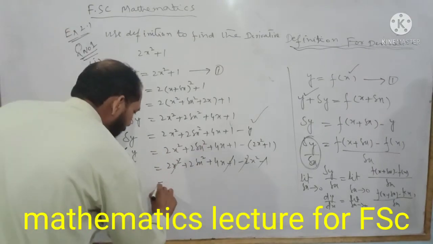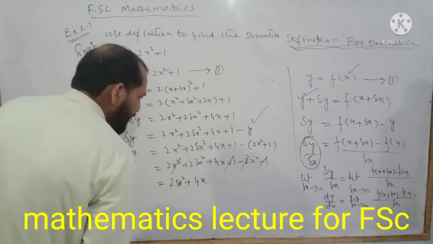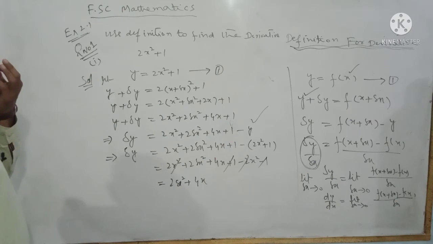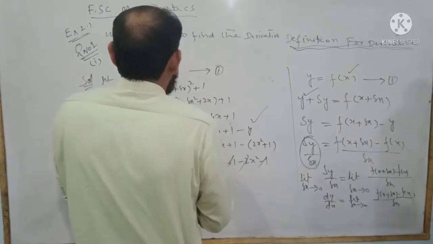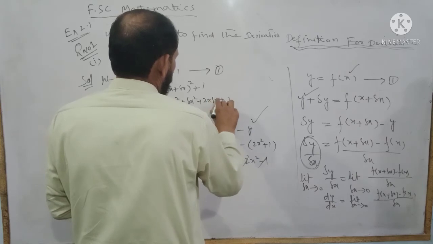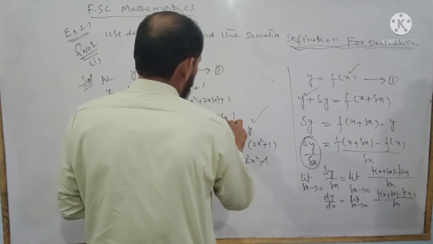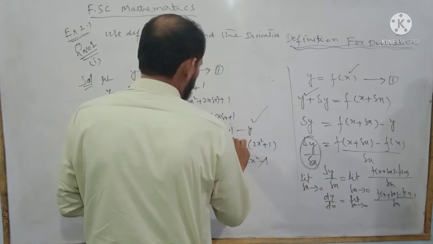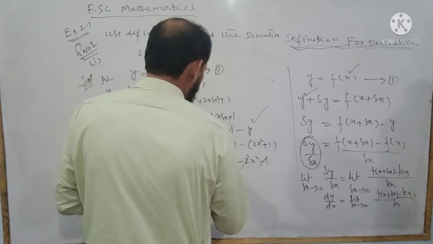Here the values are only 2 del x square plus 4x del x. Okay, this is del x square, 2 del x. Here the sum is this, del x.